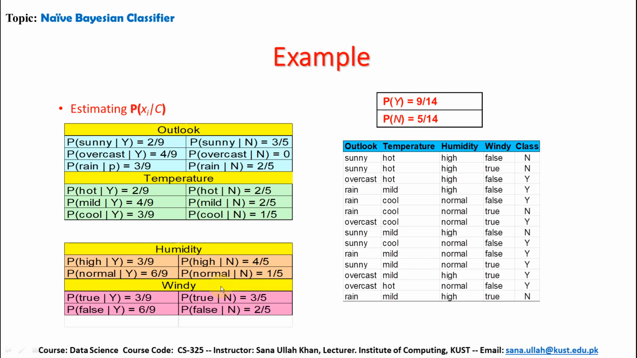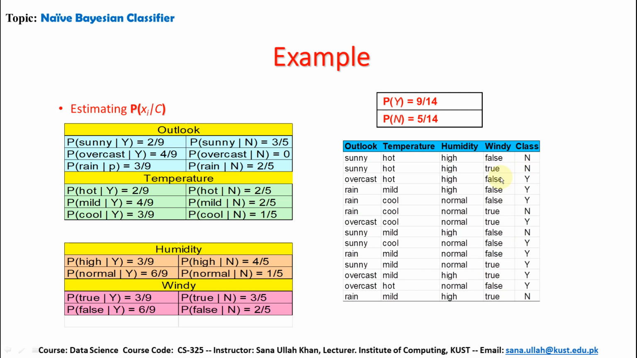So y 6 by 9, while with n 1 by 5. Same for probability of windy with y 3 by 9, with n 3 by 5. Probability of true with y 3 by 9. So true, check it: 1, 2, 3, 4, 5.